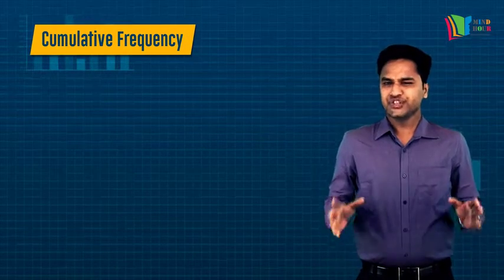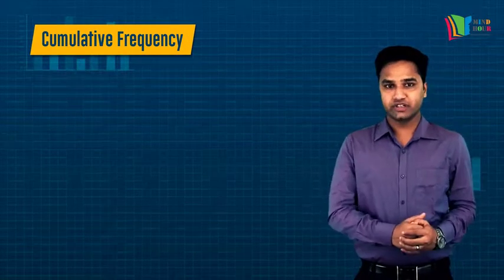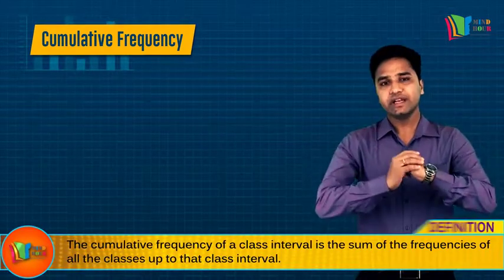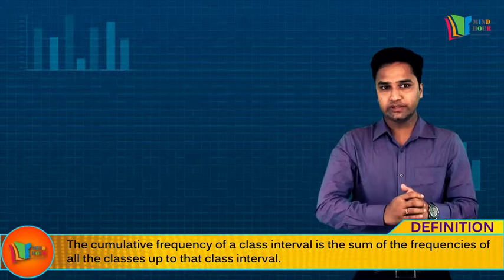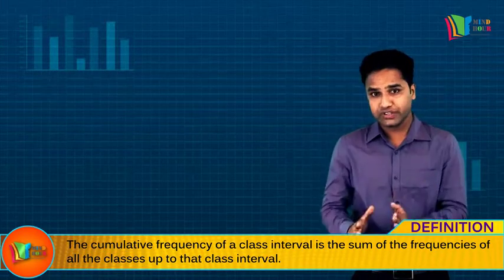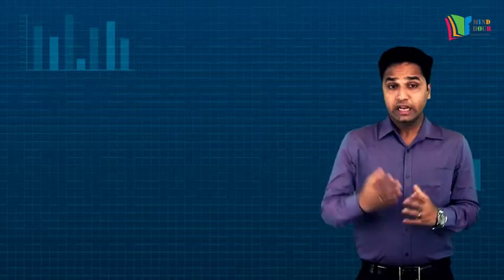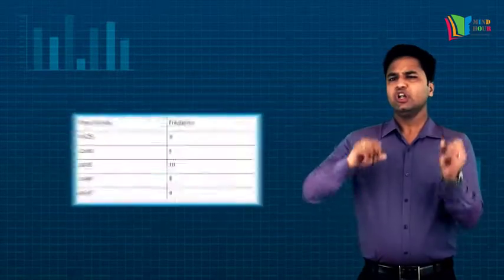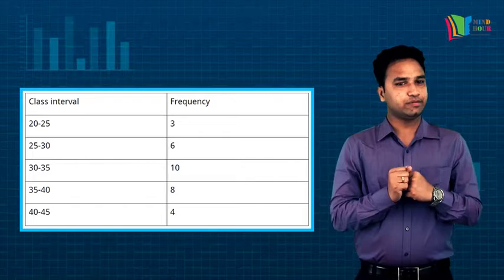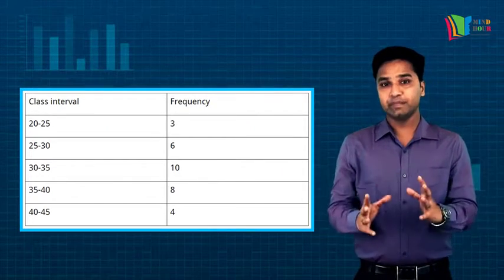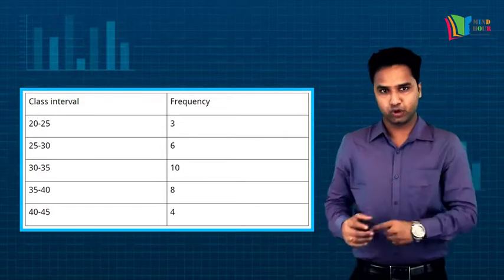Let us now learn something called cumulative frequency and the curve obtained from it. The cumulative frequency of a class interval is the sum of the frequencies of all the classes up to that class interval. Let us illustrate this. Look at this frequency distribution table. Let us make the cumulative frequency table for this frequency distribution table.